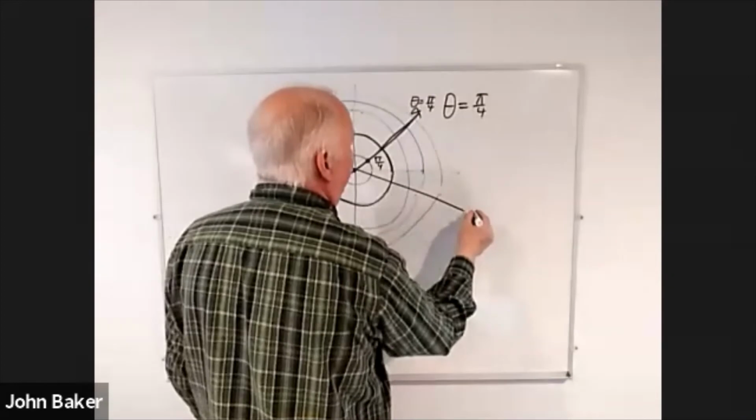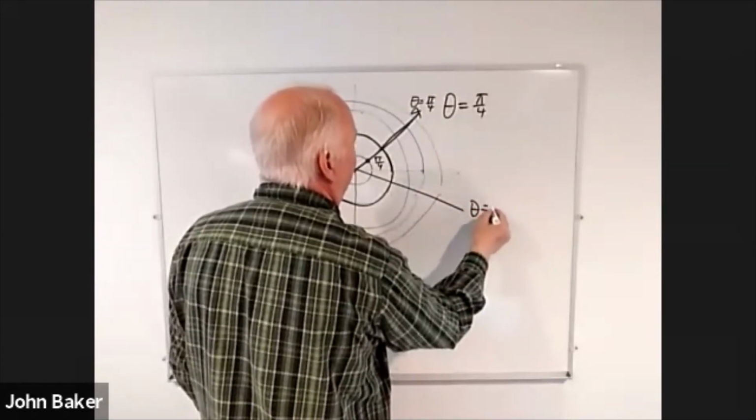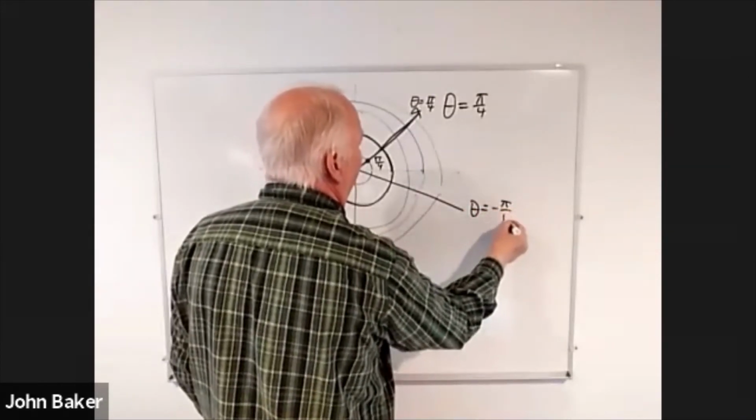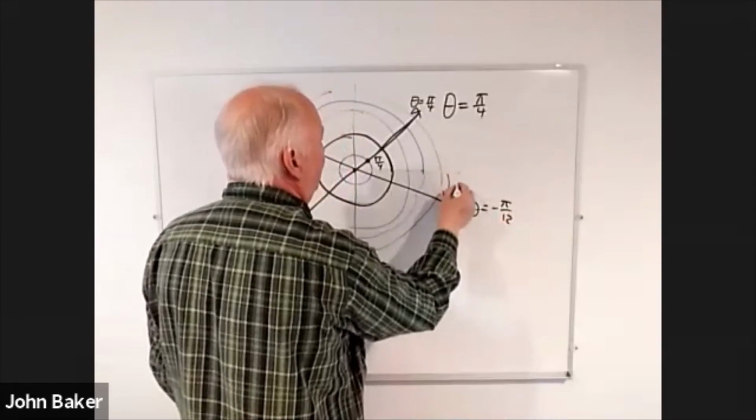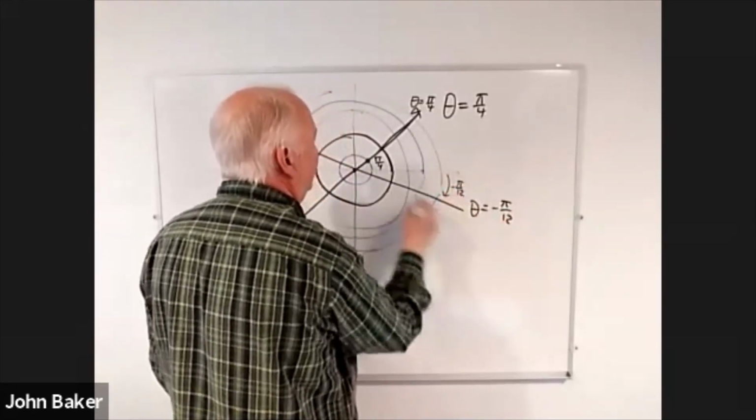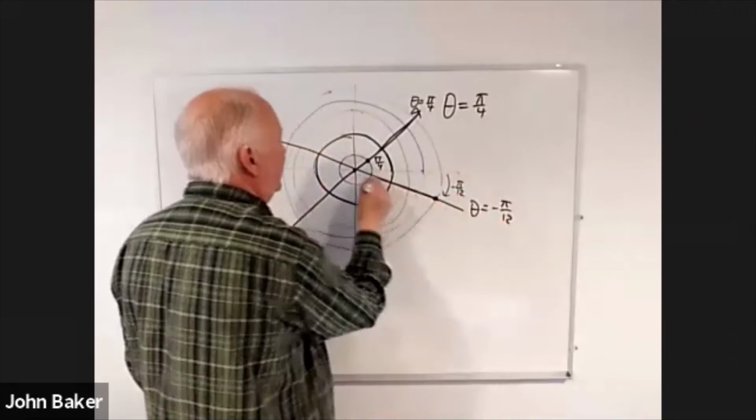Let's draw a line like this. This might be theta equals negative pi over 12. So negative pi over 12 here, and so that's the line.